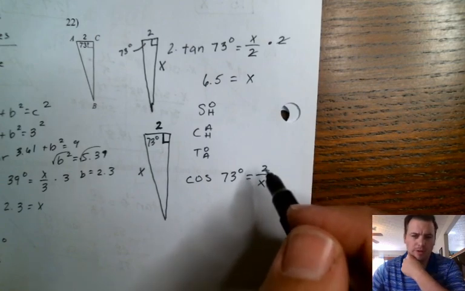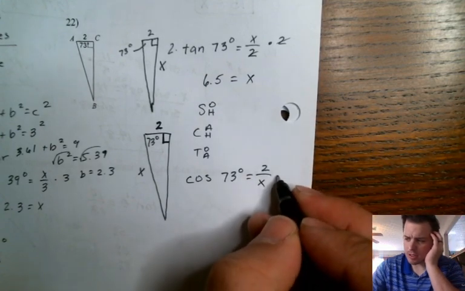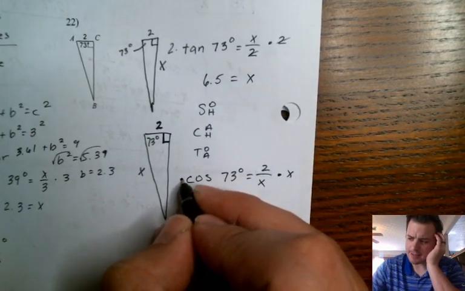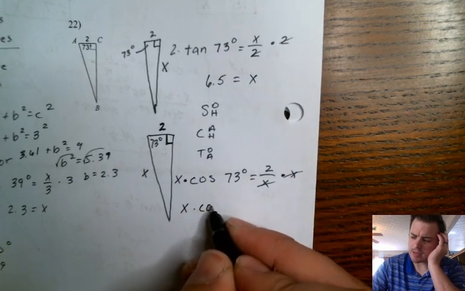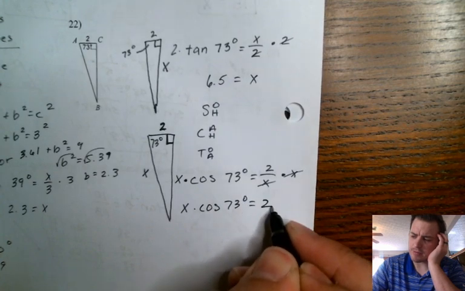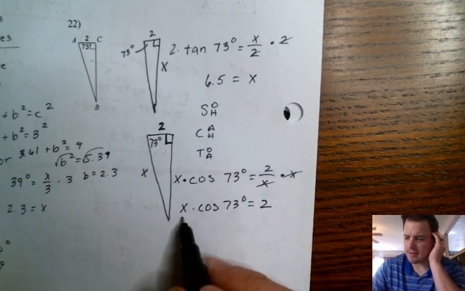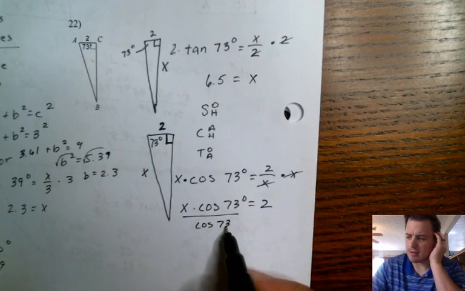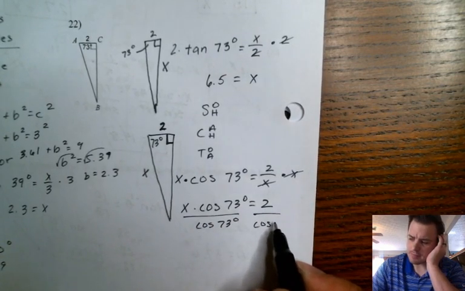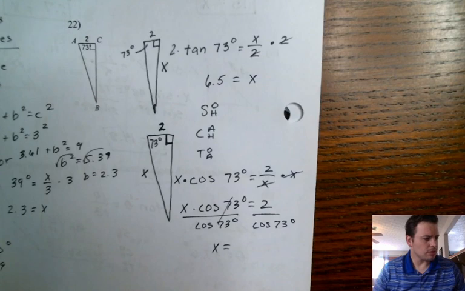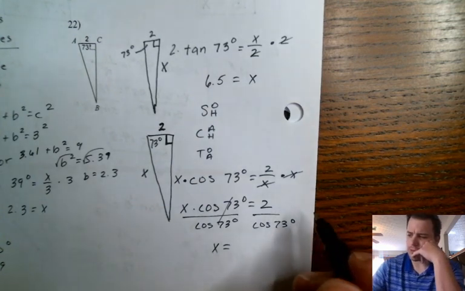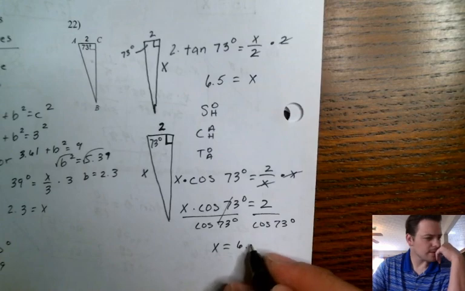Okay? Now, the way we solve this is a little bit different, but that's not a big deal. So we just multiply both sides by x. Cancels, and then I have x times cosine of 73 degrees equals 2. But in order to isolate the x, I've got to divide both sides by cosine of 73 degrees. And then when I do that, I get x is equal to 2 divided by cosine of 73, which equals 6.8.